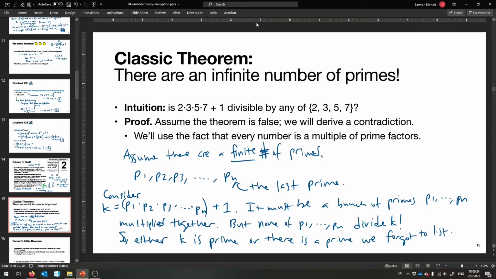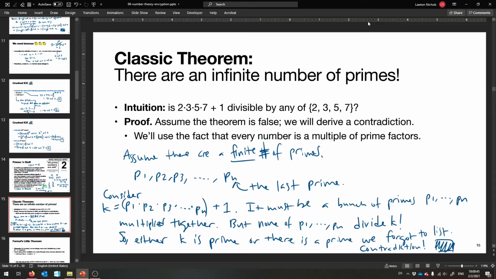Okay, I hope you see that these are your two cases. Either k is prime or it's composite. But still, if it's made of prime factors, it's missing one, because obviously none of ours went into it. So, that's a contradiction. Exclamation point. QED. Okay, I hope you see that.